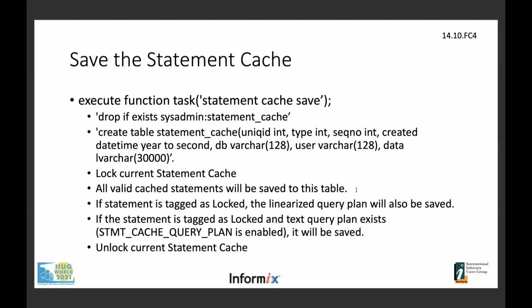If you don't have the query plan on config parameter enabled, we still store the binary version of the query plan, because that's what we would restore into memory if we ever decide to restore the cache. But if you also have that on config parameter enabled, we'll store the text as well, so that'll be viewable through sysmaster if you restore it. And after all that's done, we unlock the statement cache. Then you can go look at this sysadmin statement cache table. It's on disk, it's viewable, and you can see what we've actually stored in there.